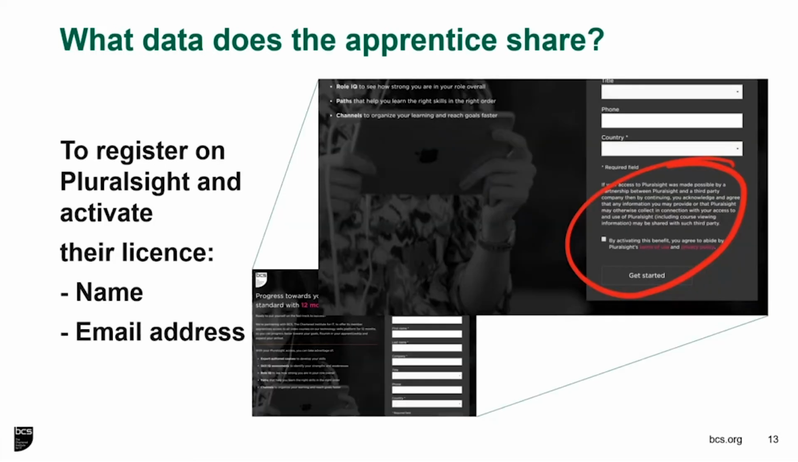So just to look at how that works, the apprentice will register on Pluralsight, activate their license, and input their name and email address, and that's the only information that's key in all of this. So from a GDPR point of view, it's very minimal data risk in that it's an email address and the name of the apprentice. That must match their work email address. So it is a work email address they're giving in, and ticking the box to say that they agree to the terms and conditions for Pluralsight.